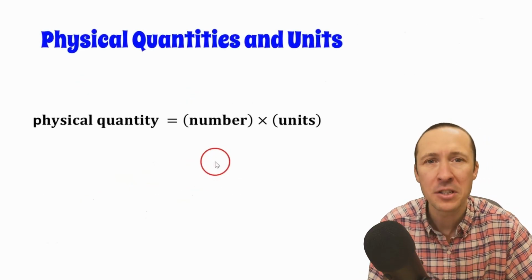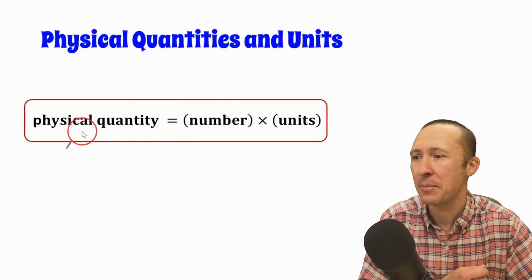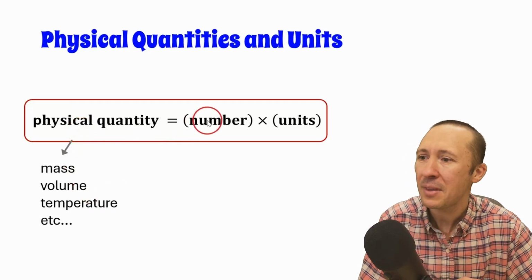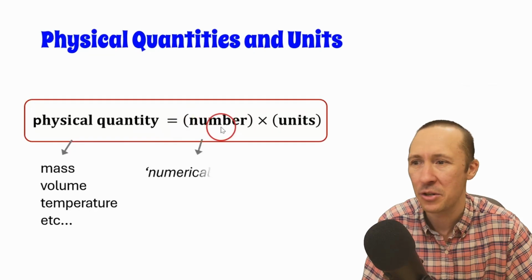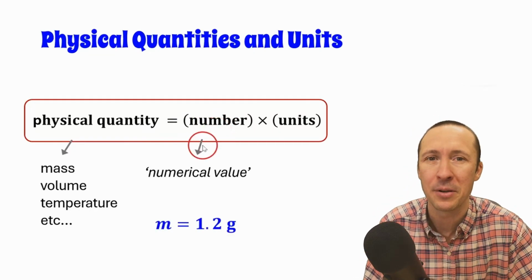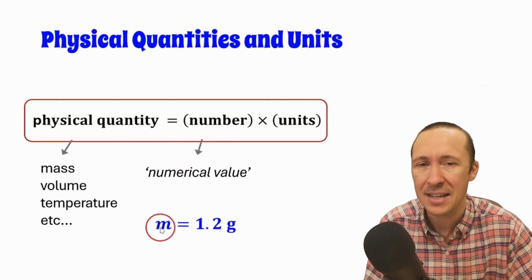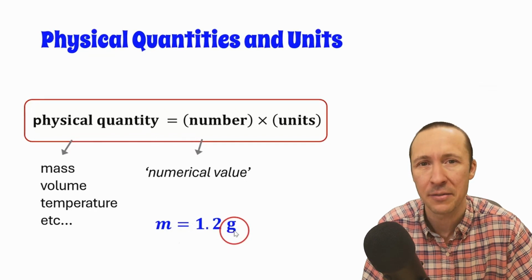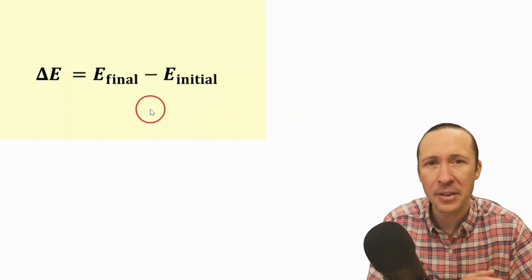Okay, so a physical quantity is something we want to measure, like some property, mass, volume, temperature, whatever. That equals its number times the unit. The number is literally the number, the numerical value. So for example, the physical quantity of mass has the variable m, which is the number 1.2, and then the unit of grams. Couple things to note.